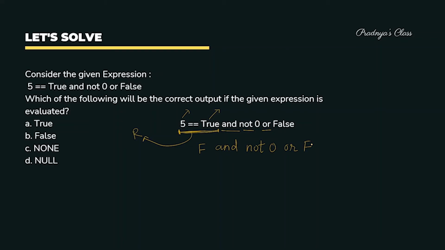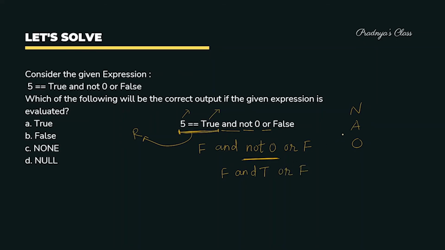Now let's evaluate the logical operators in this order: not, and then or. So first we will calculate not operator. Not of 0, 0 means false. So not of false will be true. So we got the expression false and true or false.